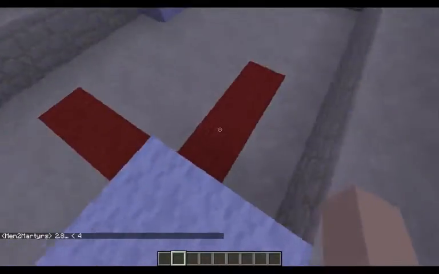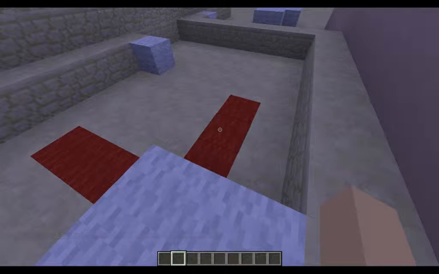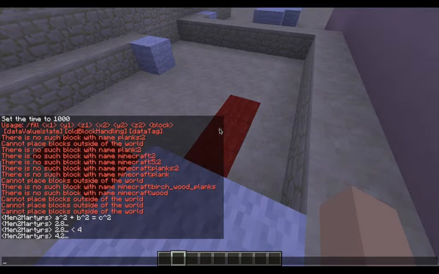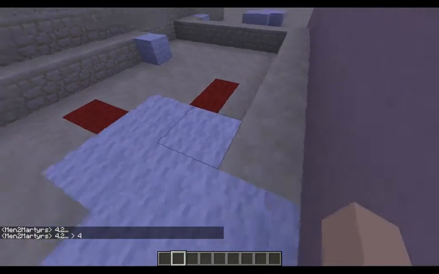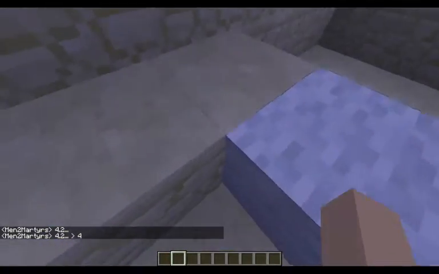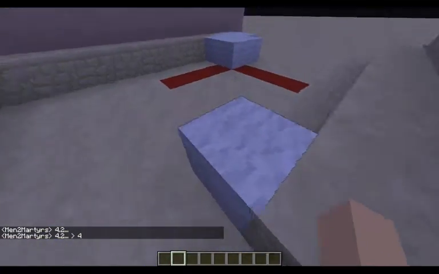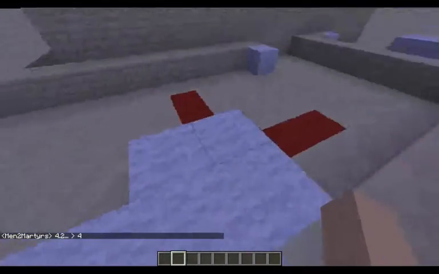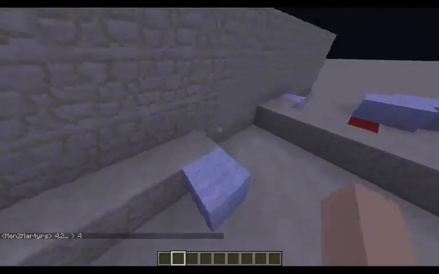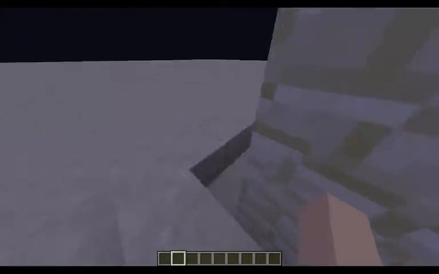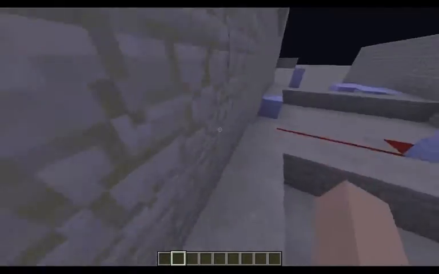This is a 3 by 3 area. So 3 squared, which is 9, plus 3 squared, which is 9, for 18. The square root of that is 4.2. 4.2 is greater than 4, which means that this jump is not possible. Without speed or something like that, that is. Let's make our way to the other side.